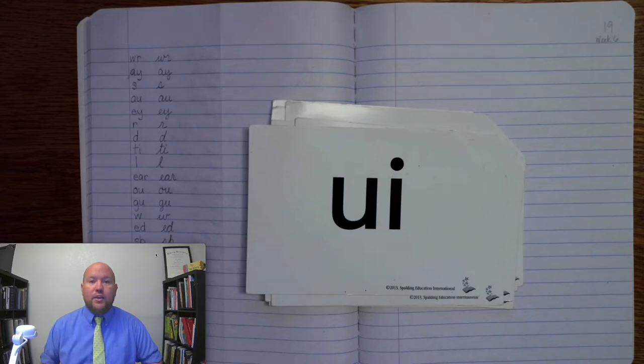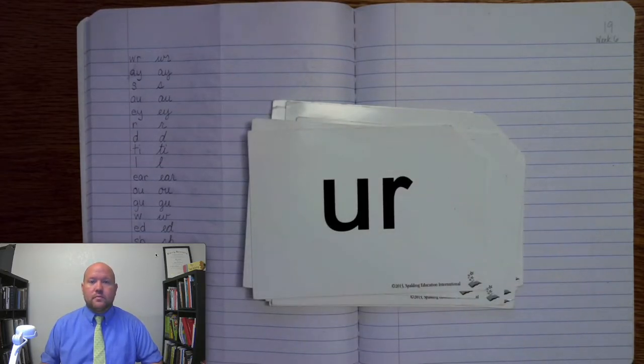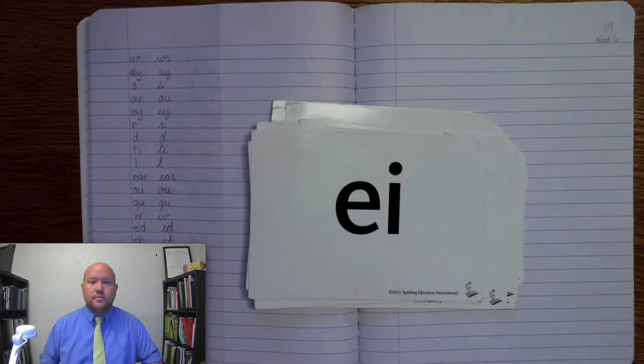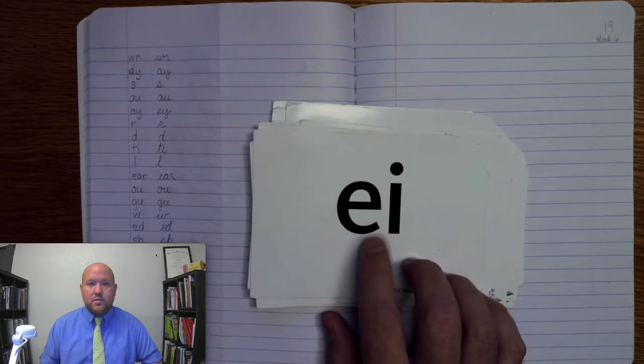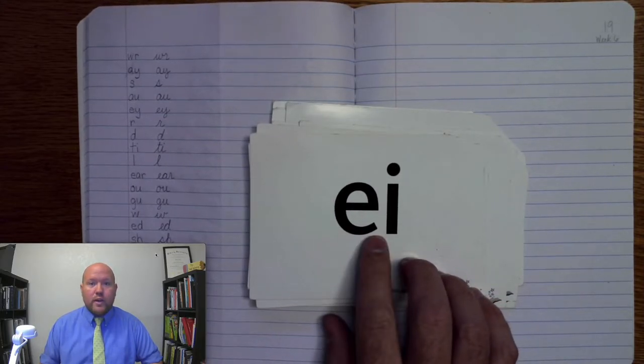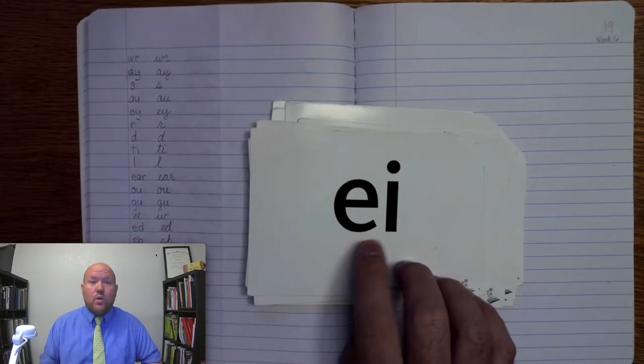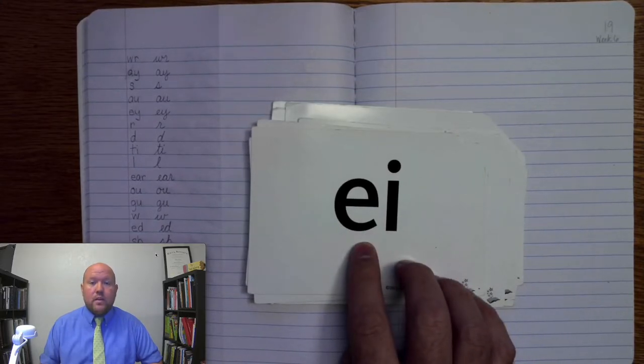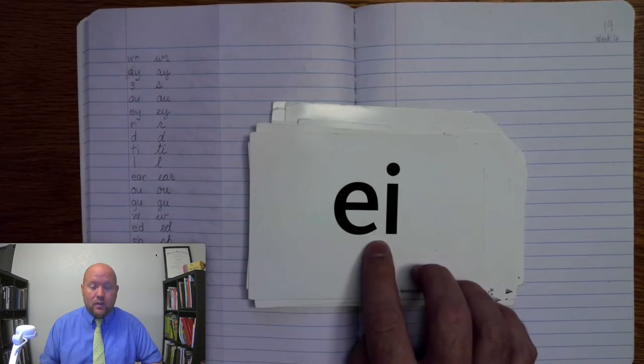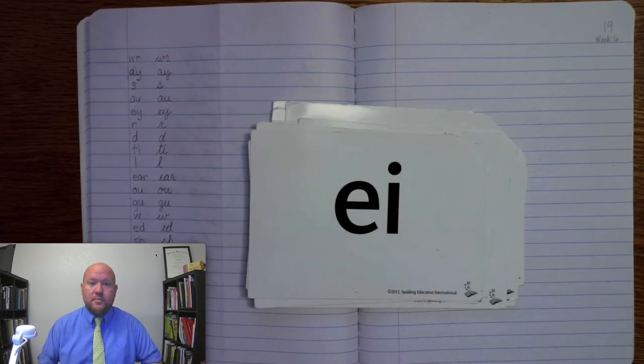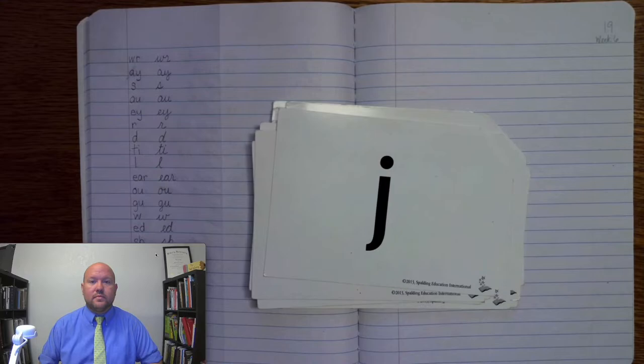Ooh, you, not used. Nurse. E, A, I. Right, now when can I use this one? We typically use I before E, except when it follows a C, when it says A, or it's one of the exceptions. J. All right, very good.